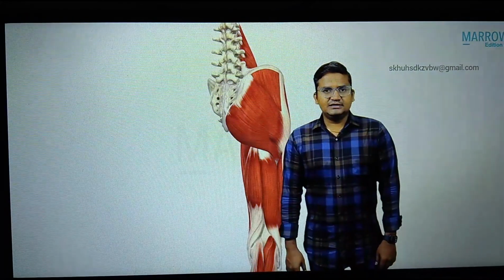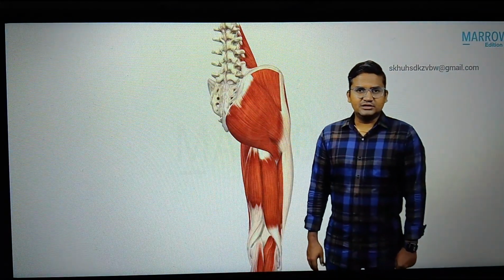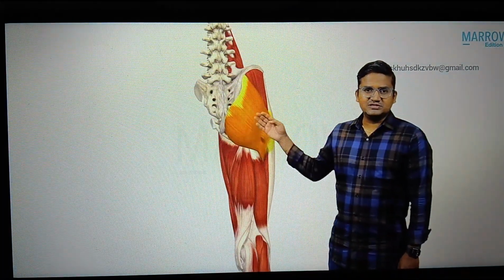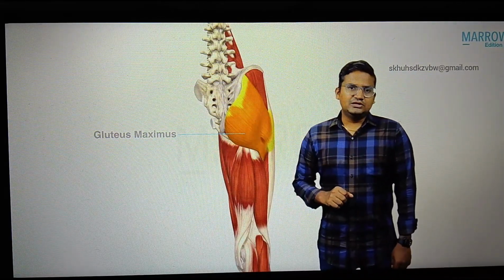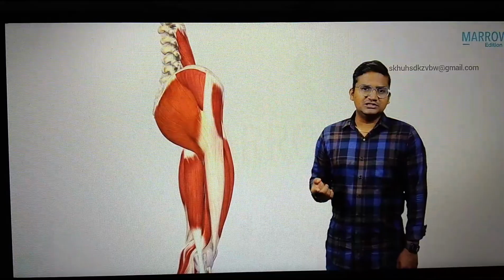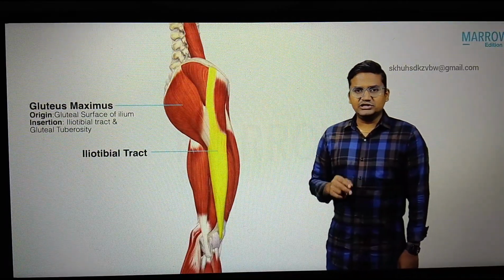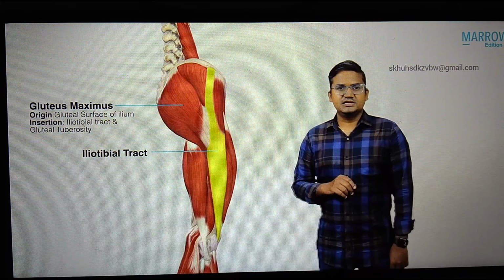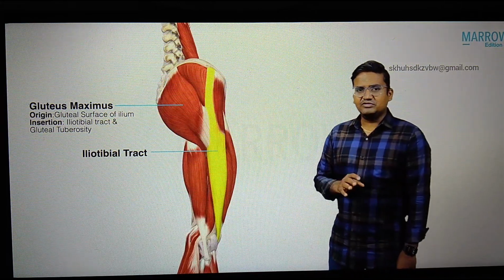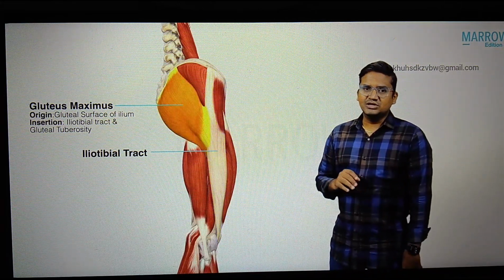Now we're going to start the gluteal region. In the gluteal region, the first bulk muscle is our gluteus maximus muscle. The gluteus maximus is inserted to the iliotibial tract and also to the gluteal tuberosity. That is the iliotibial tract you are seeing there, right? Now what is the action of our gluteus maximus muscle?